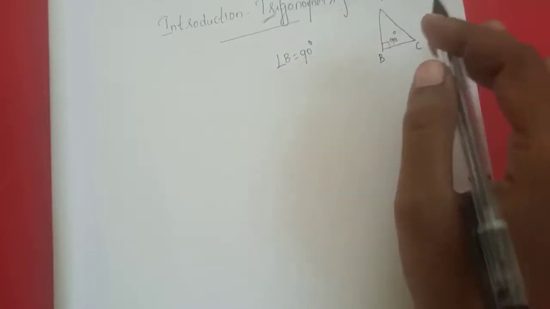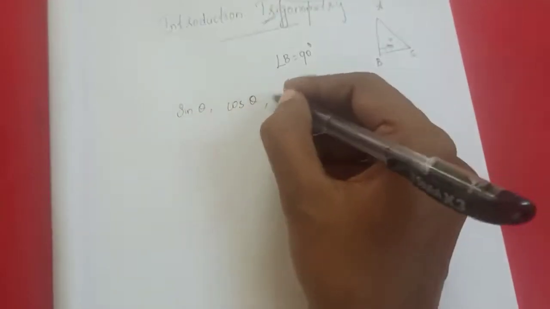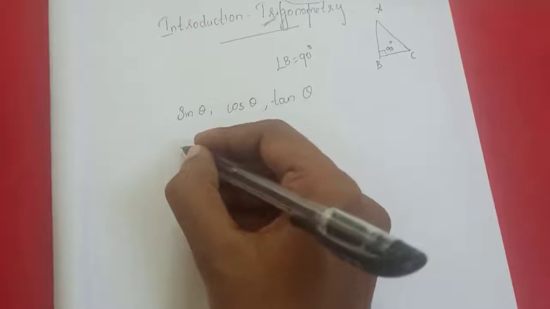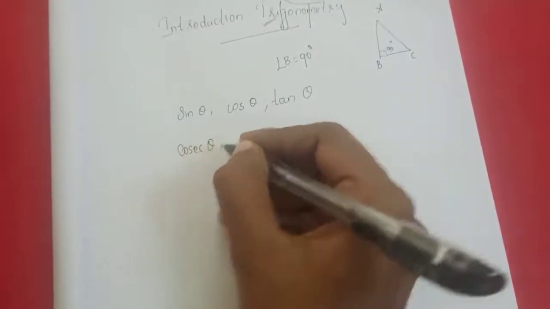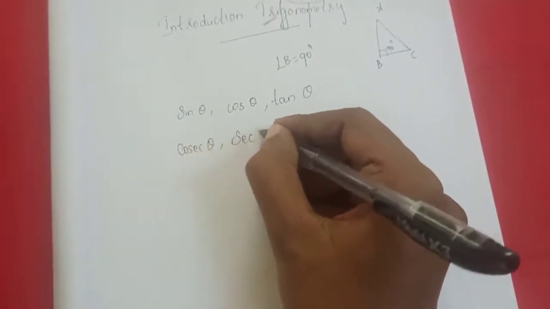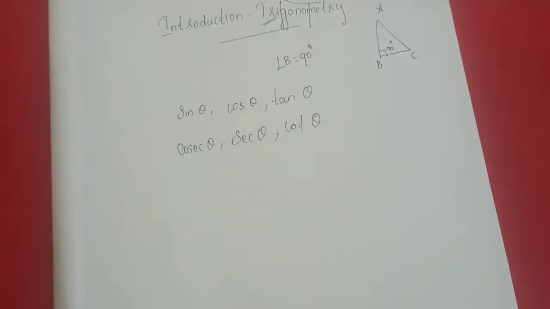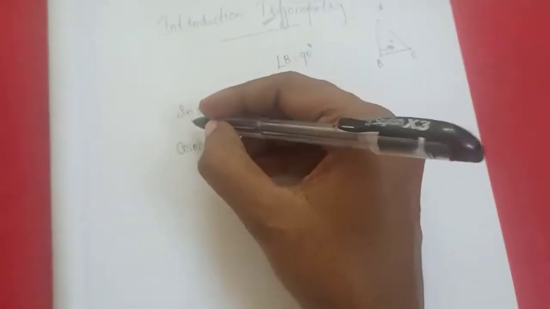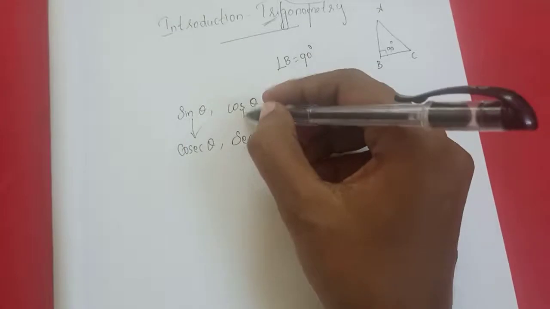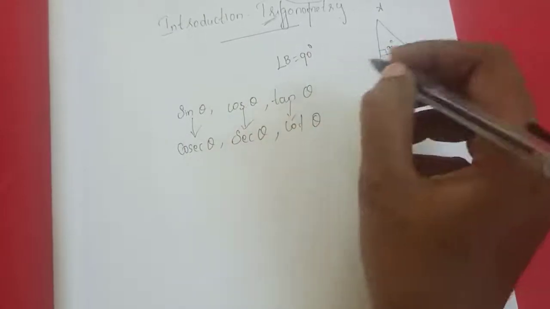First I will recall you what are the 6 trigonometric ratios in trigonometry. That is sin theta, cos theta, tan theta, cosecant theta, secant theta, cot theta. Okay. What are the 6 trigonometric ratios in trigonometry? Sin theta, cos theta, tan theta, cosecant theta, secant theta, cot theta. You keep it in mind. Sin is the reciprocal of cosecant. Cos means 1 by secant. Tan means 1 by cot.